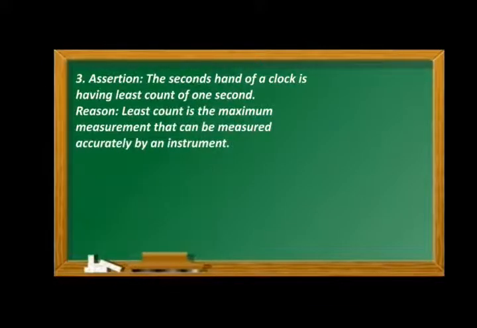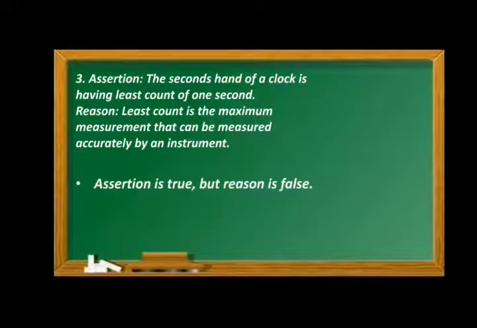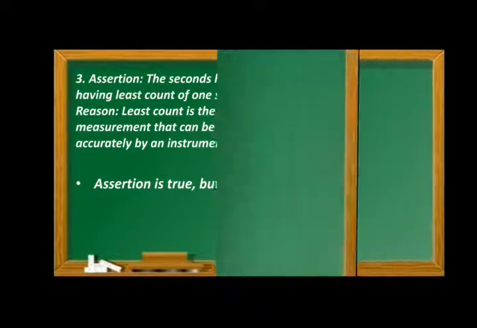Question number 3, assertion. The seconds hand of a clock has a least count of 1 second. Reason, least count is the maximum measurement that can be measured accurately by an instrument. Assertion is true, but reason is not true because least count is the minimum measurement that can be measured accurately by an instrument. So here the answer will be assertion is true but reason is false.